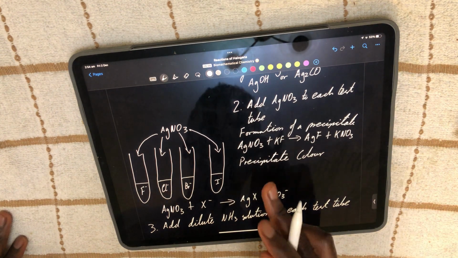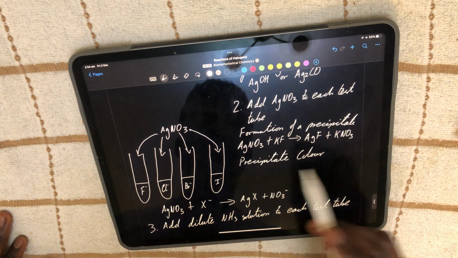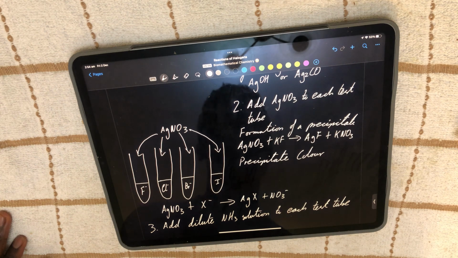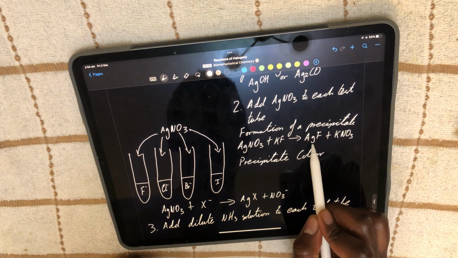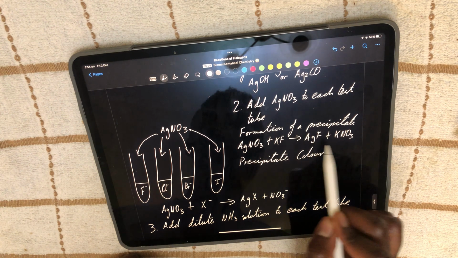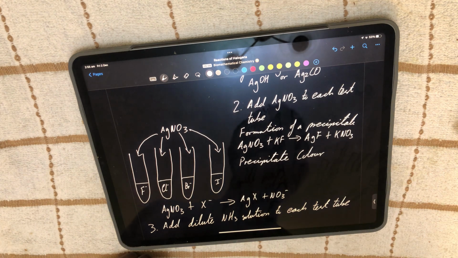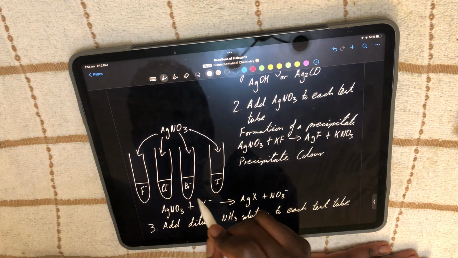Now, the one exception to this is that we disregard the fluoride, because the fluoride ion is so soluble, it will just redissolve back. As soon as it forms this, this doesn't really exist in solution. It would just redissolve back into silver and fluoride again. And so, yeah, we'd disregard that one. It's usually between the chloride, the bromide, and the iodide.